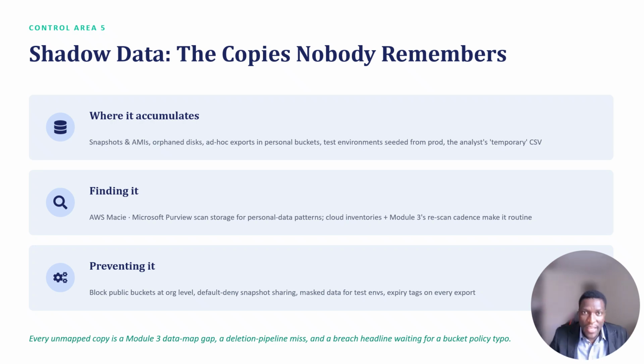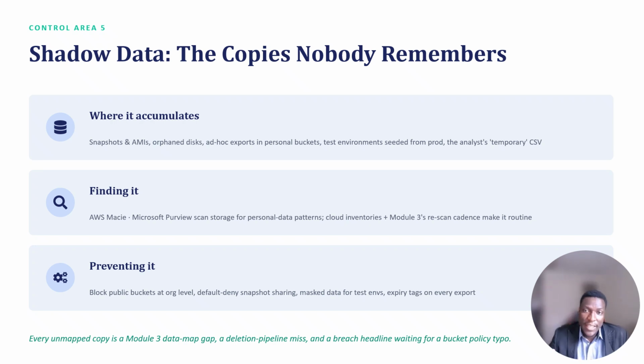How do you prevent having shadow data in the first place? Some of the measures you can take are blocking public buckets at the organizational level, default deny snapshot sharing, using masked data for test environments, which also serves the IAM goal of keeping humans out of raw production data, and also putting expiry tags on every export.